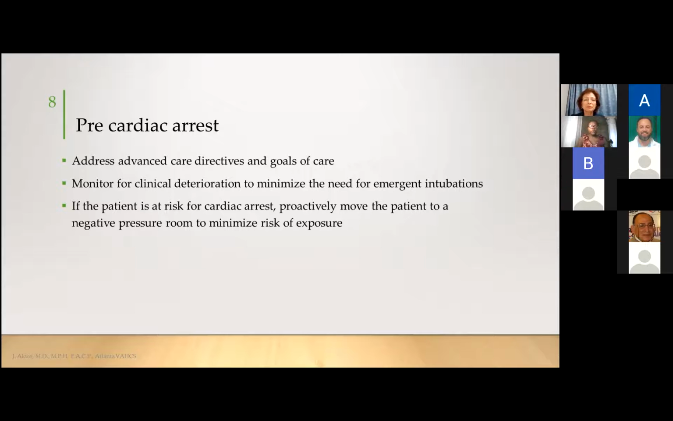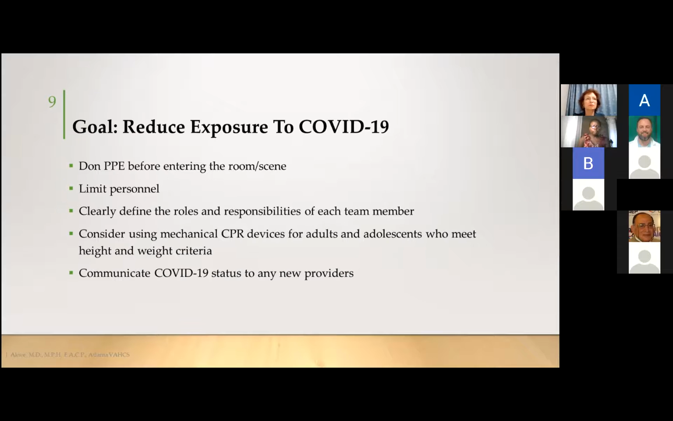Secondly, you want to monitor for any clinical deterioration to minimize the need for emergent intubation. If this patient needs intubation, this is something which has to be done as early as possible. Thirdly, if the patient is at risk of cardiac arrest, you want to proactively move this patient to a negative pressure room in order to minimize exposure to COVID-19.